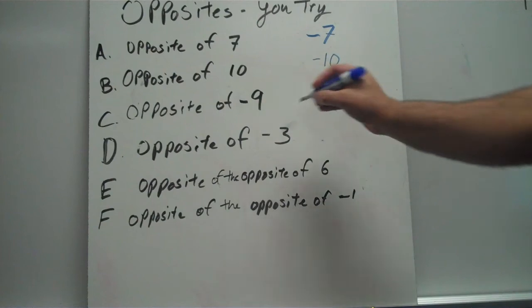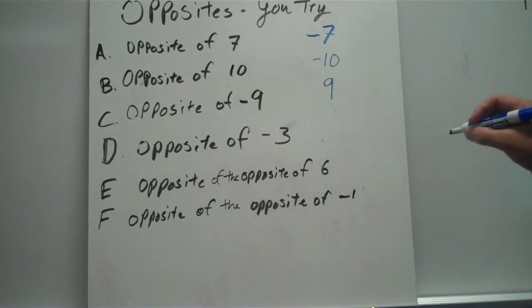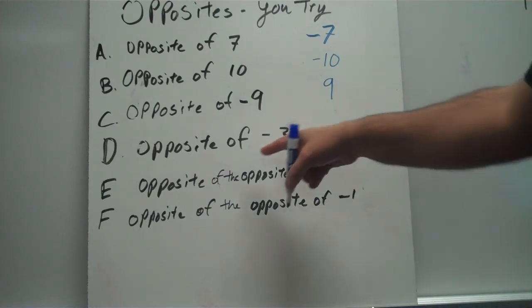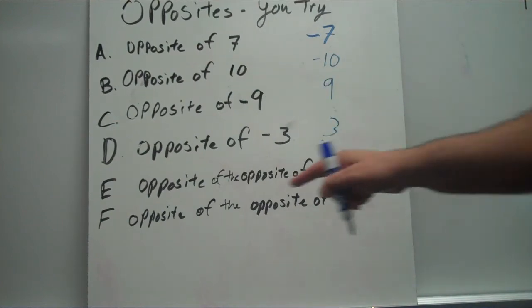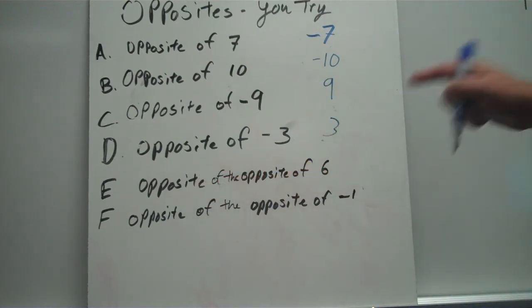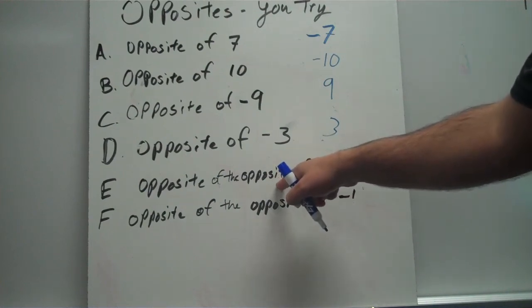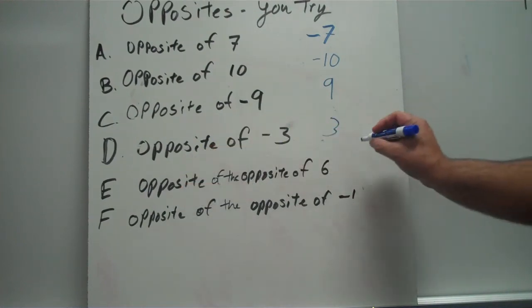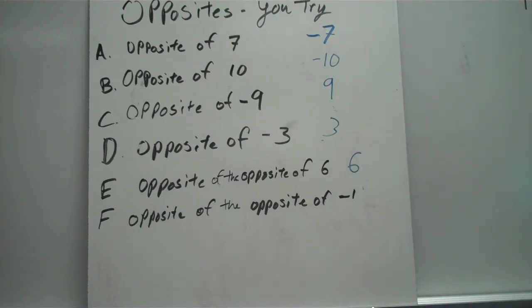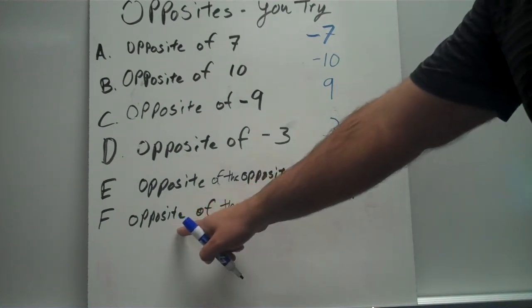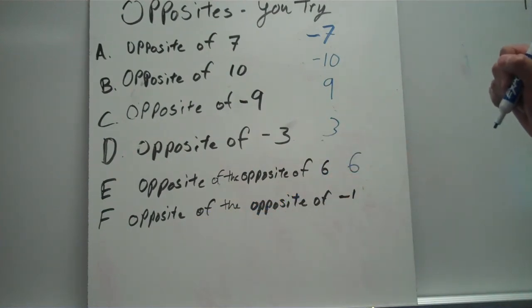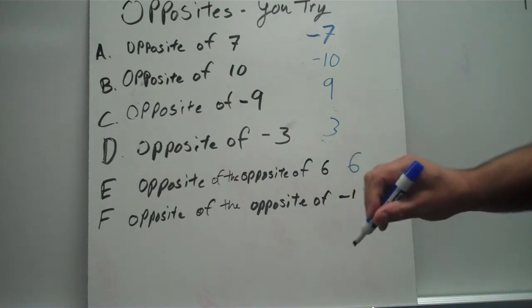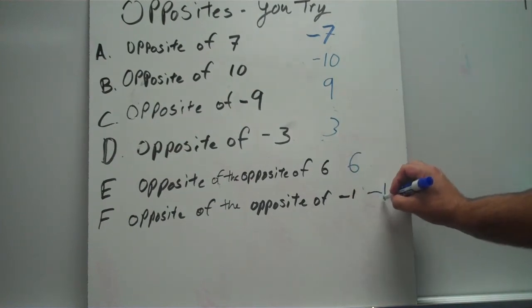So the opposite of -9 would be +9. And then the opposite of -3 would be +3. The opposite of 6. So the opposite of 6 would be -6, and then the opposite of -6 would be +6. And then the last one, the opposite of negative 1. Well, the opposite of negative 1 would be 1. And then the opposite of 1 would be negative 1.